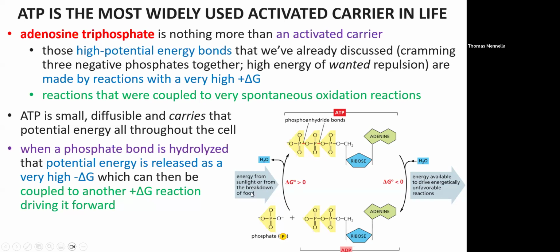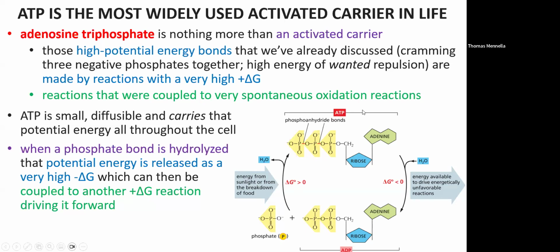That energy can come from the breakdown of food if we're a heterotroph. That energy can come from photosynthesis and sunlight if we're an autotroph. But we've got to put energy in. We've got to use work to add this third phosphate to where it doesn't want to go.